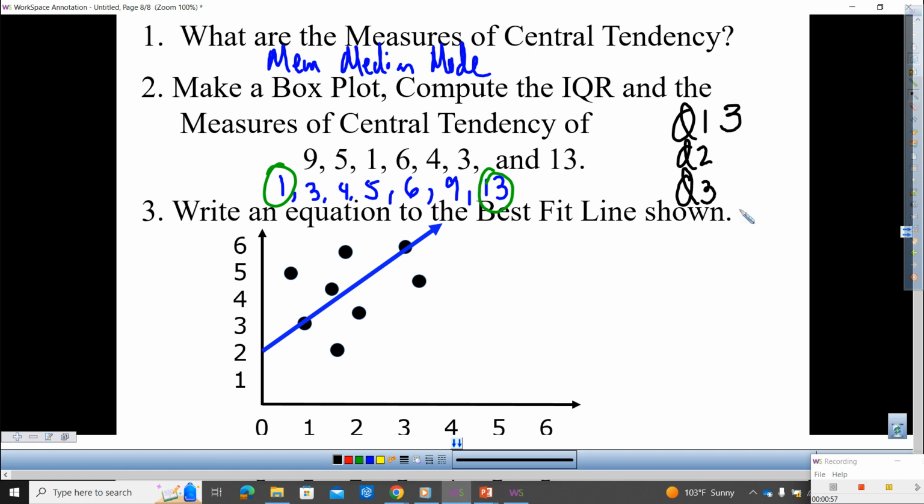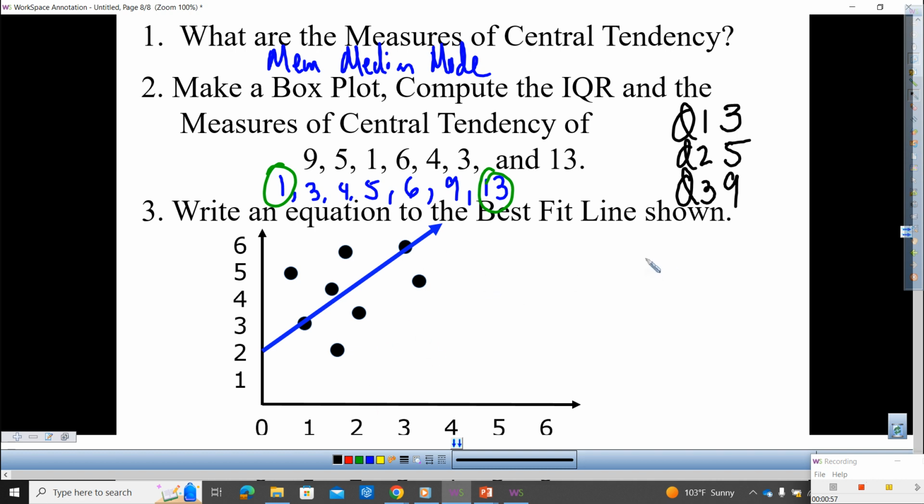3, that is correct. How about Q2, Priscilla? Okay, help her out, Drew, Q2. 5, and Q3, Zarina. 9, hands if you got that. Looks about right, and you know how to build your box plot, so we'll go with that.